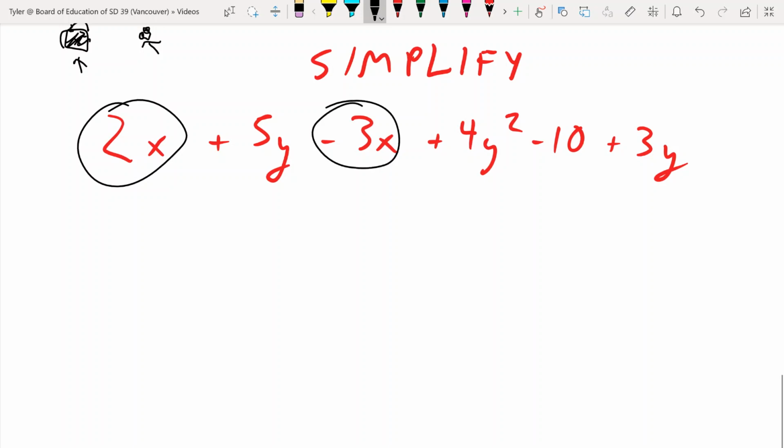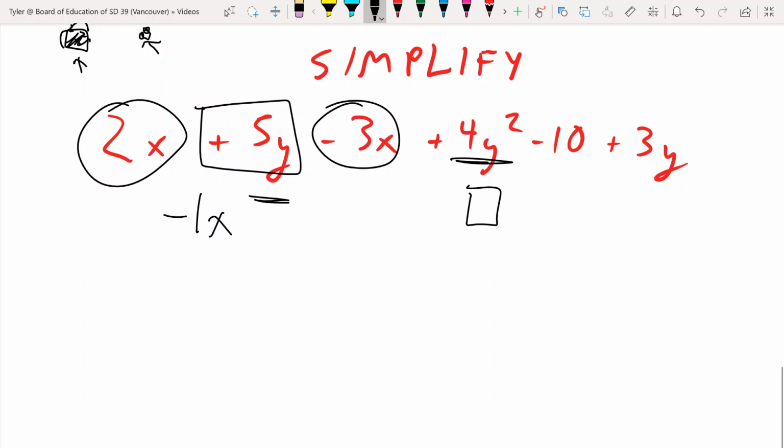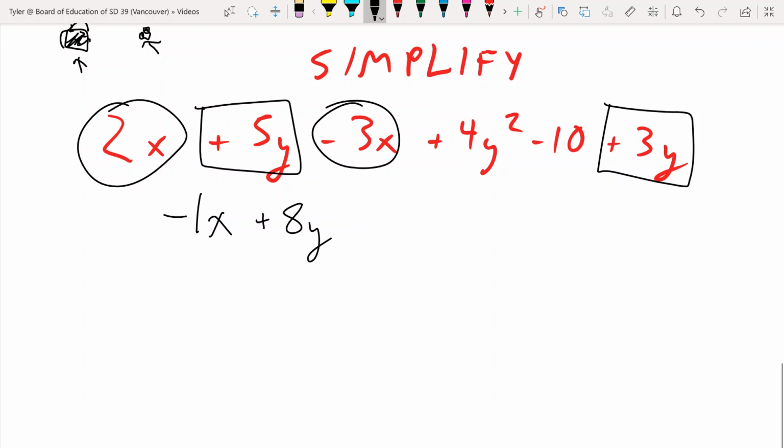The next one, negative 3x. They're both x's, so I can combine those together. So when I do 2x minus 3x, I actually end up with negative 1x. Now I go to the next one because I don't see any more x's. I'm done. I'm going to do 5y. Does 5y go with y squared? No, because they're different. This is a horizontal length. This is a square. So I'm not going to do those two. 10 doesn't work either. It's a constant. It doesn't fit with y's. But this plus 3y at the end does. So I'm going to go plus 5y plus 3y gives me plus 8y.